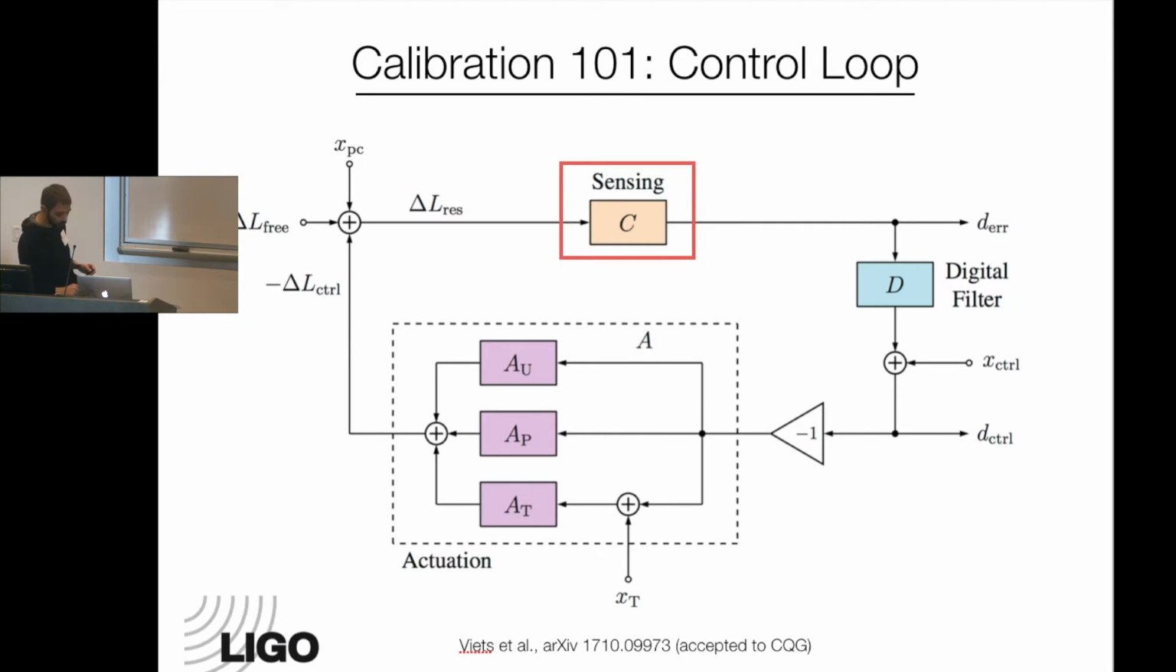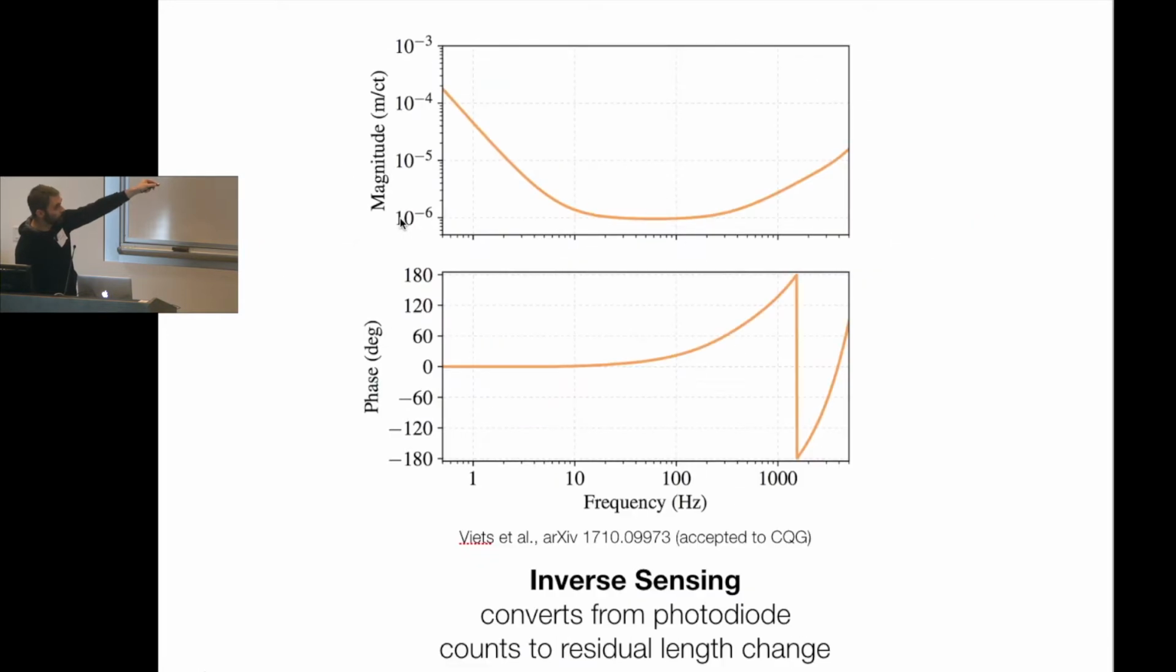What I've plotted is actually slightly different from this. It's actually 1 over this. And that's because we're trying to go to the left. So we're going from this signal, the error signal, back to reconstruct the residual length change. And since we're doing that, we actually have to take the inverse.